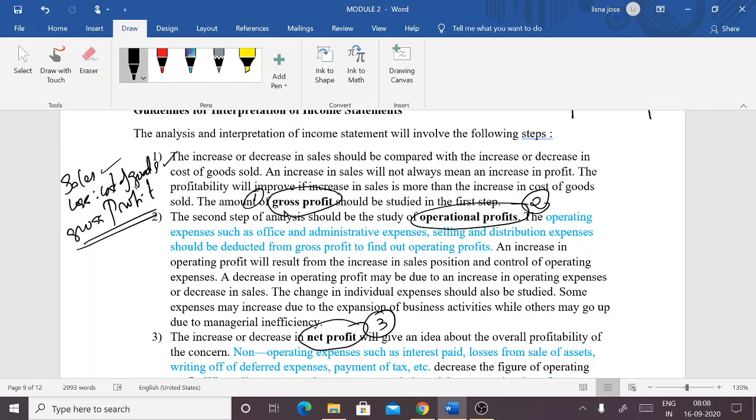If the amount of cost of goods sold is more than that of sales, what happens? Automatically the gross profit will decrease. But at the same time, if the sales figure is more than the cost of goods sold, then the gross profit will increase. So if sales is more than cost of goods sold, gross profit will be increased, and if sales is less than cost of goods sold, the gross profit will be decreased. So this is how you can analyze and interpret the gross profit position of a company. Okay.